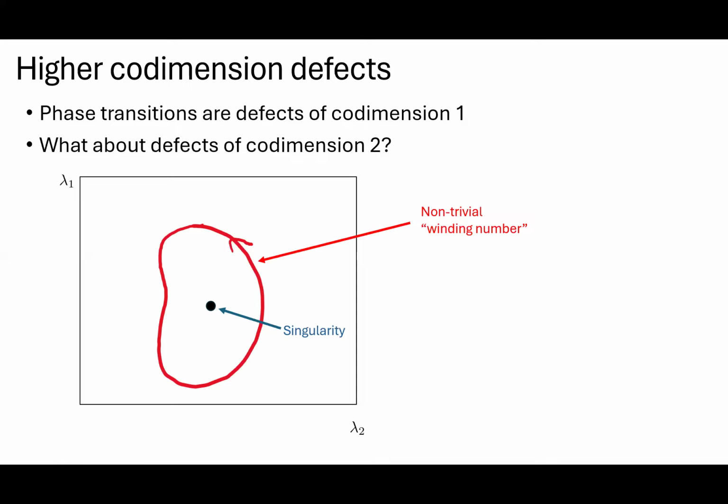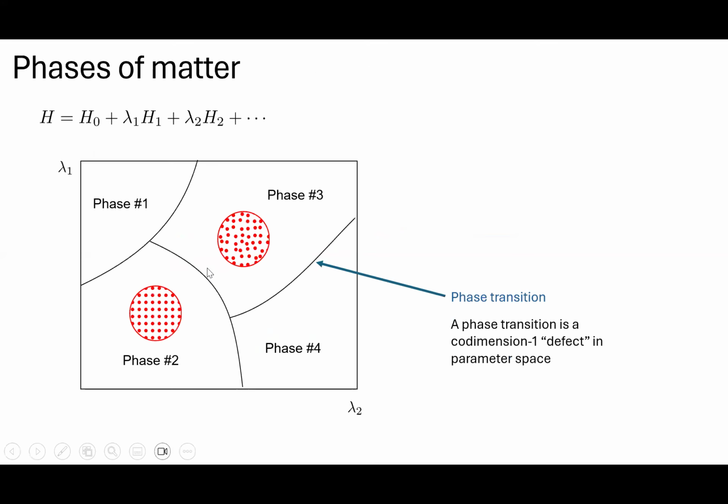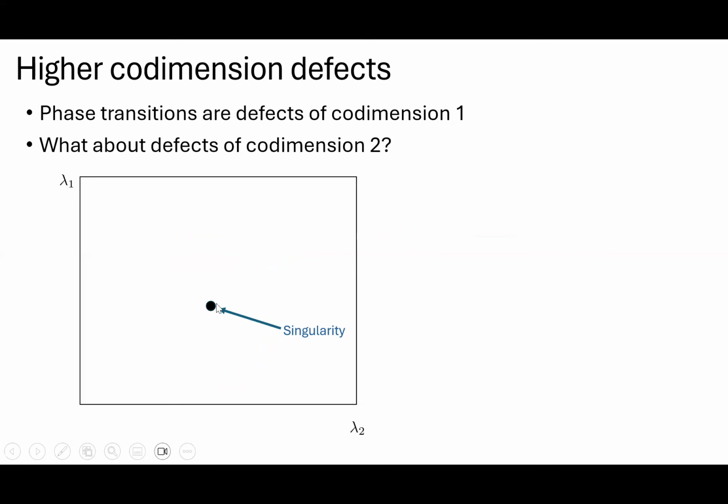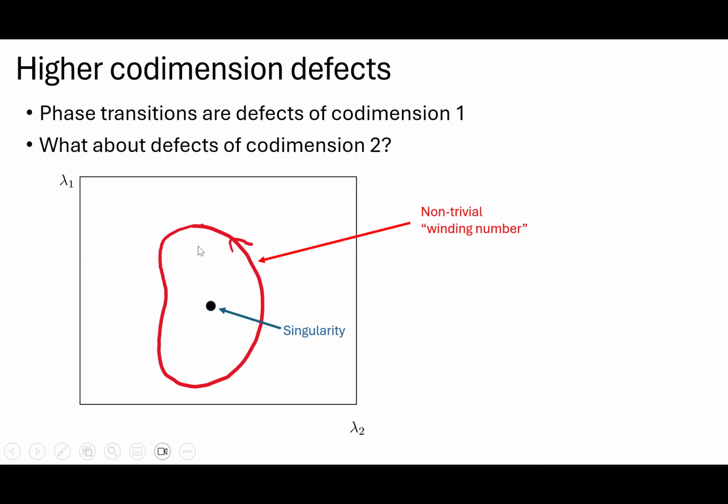The other thing I want to say is that to really call this a topological defect in parameter space, there should be some kind of non-trivial winding as you go around. Just as in this phase diagram, there's a topological reason why the codimension 1 defect has to be there because it separates different phases. For this higher codimension thing, there should be some topological reason why that singularity has to be there. And so you want to say that there's some kind of non-trivial winding number as you enclose this singularity.